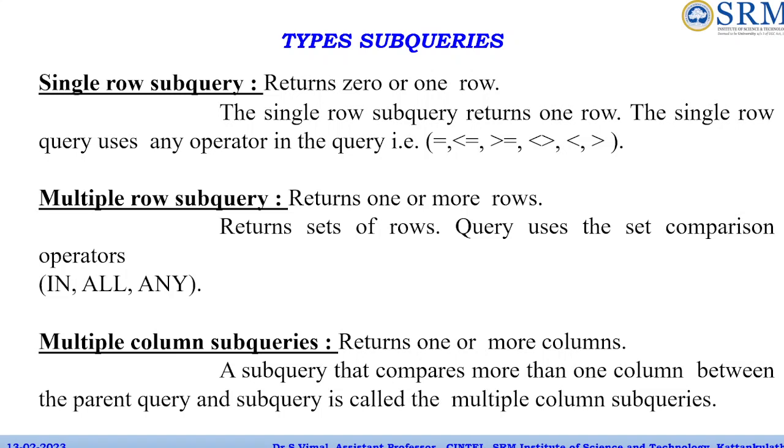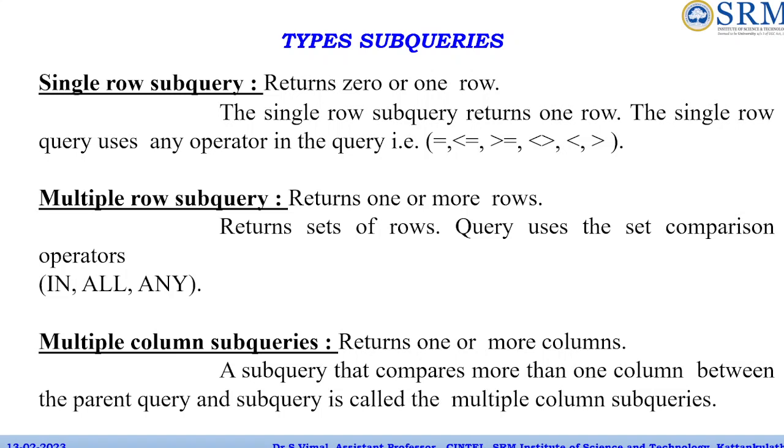There are three important subquery types: single row subquery, multiple row subquery, and multiple column subquery. If you want to check the result of a single row, we will use the single row subquery. If you want to access multiple rows of details, we will use the multiple row subquery. If you want to access multiple column details from the particular table, we will use the multiple column subquery. The single row subquery returns 0 or 1 row by using the operators below.